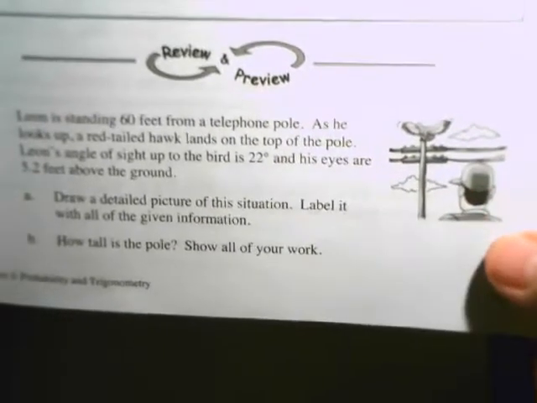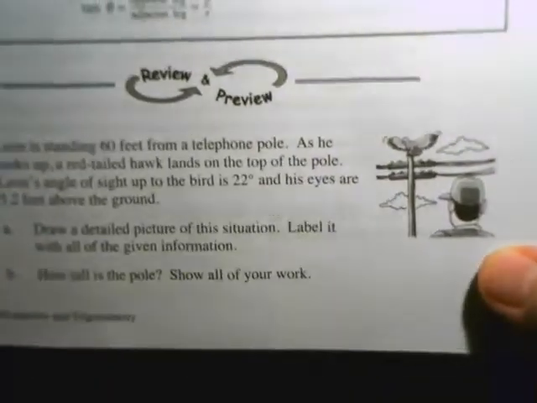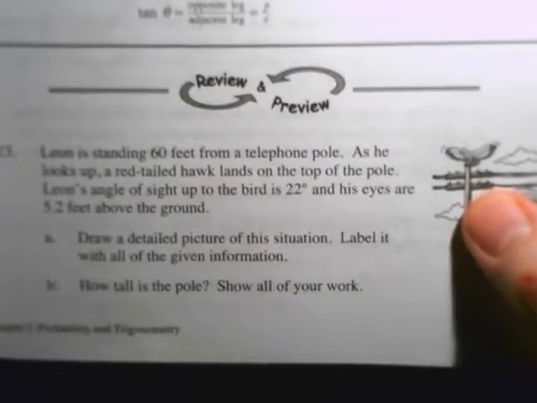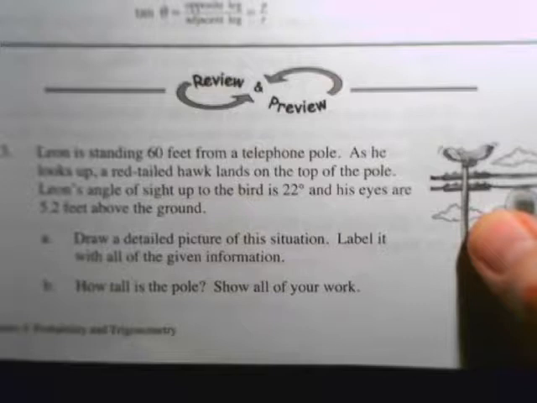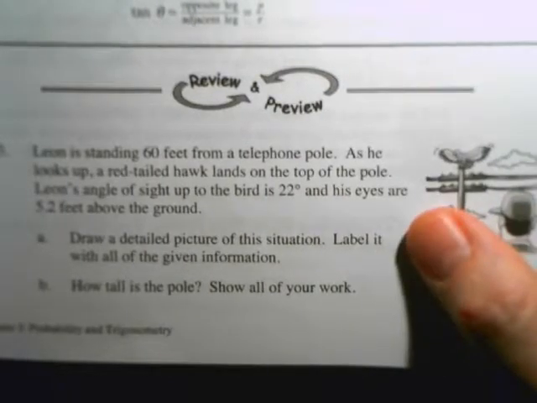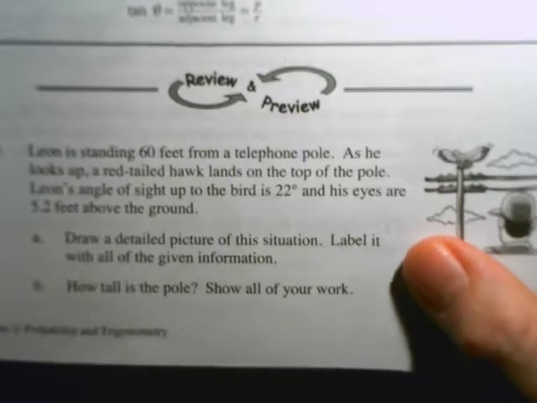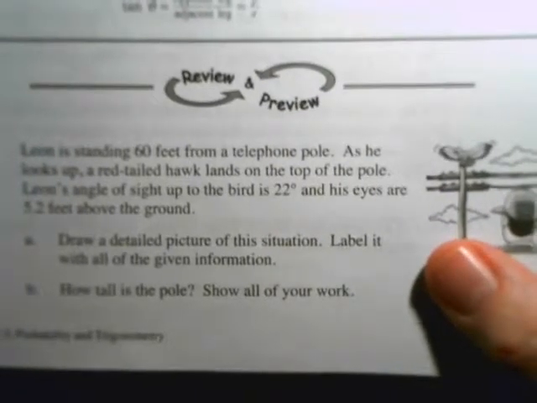Okay, for 3-113, we have that Leon is standing 60 feet from a telephone pole. As he looks up, a red-tailed hawk lands on top of the pole. His angle of sight up to the bird is 22 degrees, and his eyes are 5.2 feet above the ground. Draw a detailed picture, label it with all the given information. How tall is the pole?